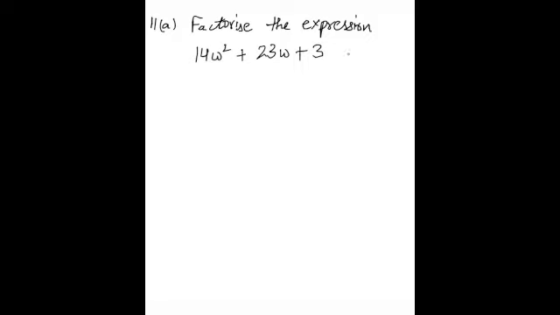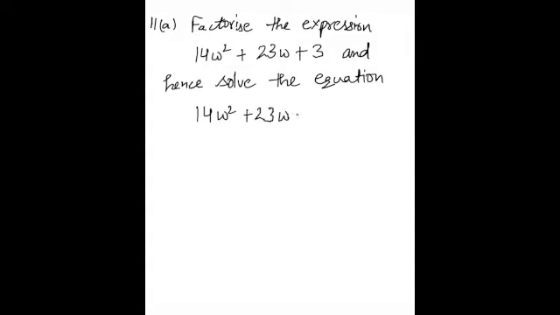So 11th question, A part says factorize the expression 14w square plus 23w plus 3, and hence solve the equation 14w square plus 23w plus 3 is equal to 0.